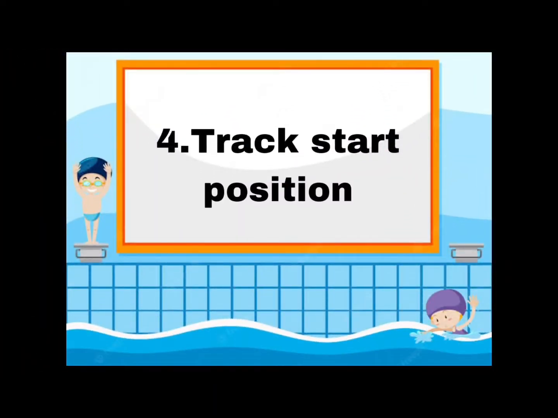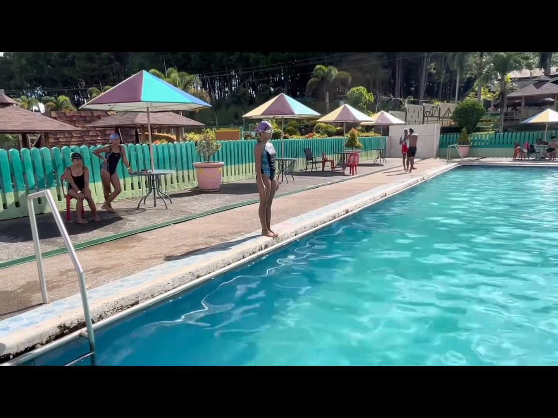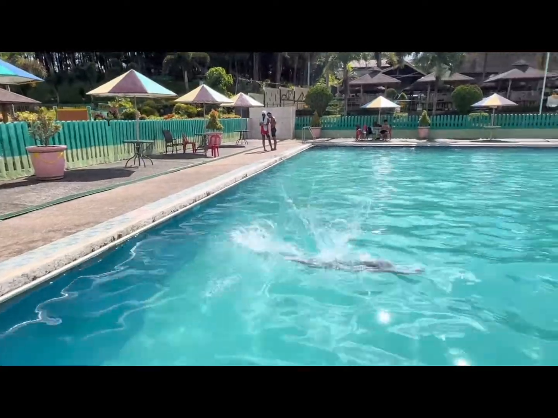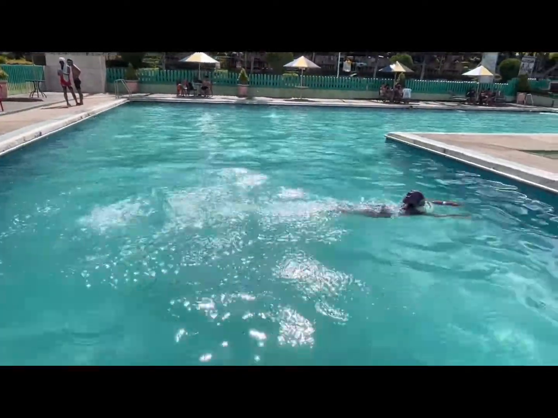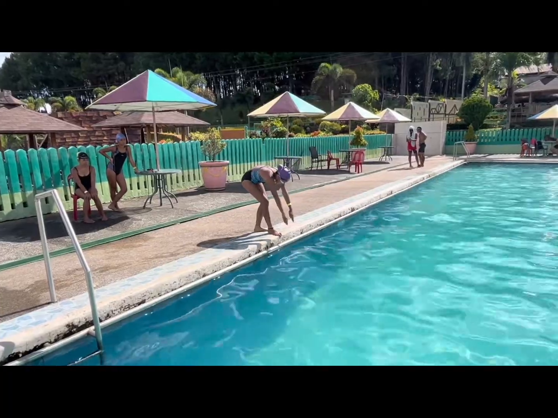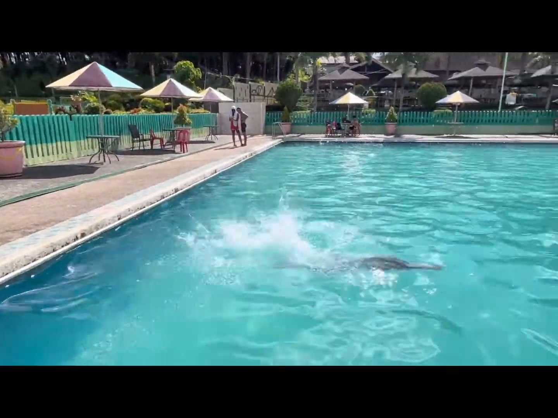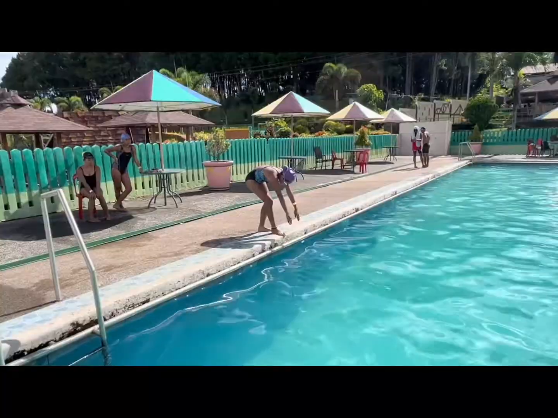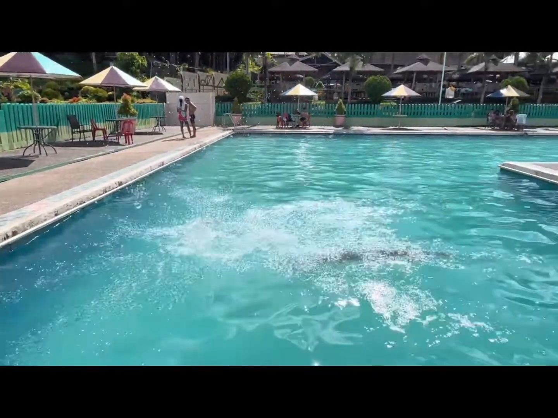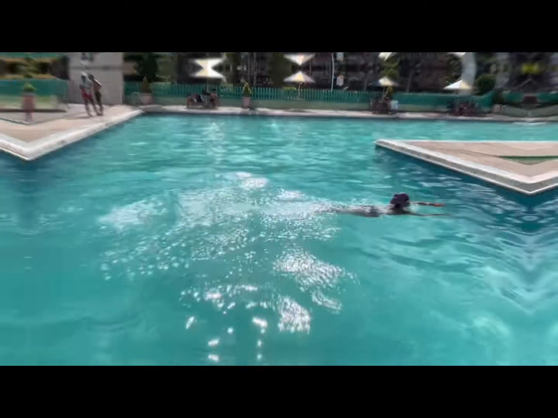Track start position. One foot is at the front of the block and the other towards the back. For a grab start, you will have both feet at the front of the block. You might associate a track start with a starting block that has an adjustable footrest toward the back, and this gives force to your feet to leap with your proper position in diving.